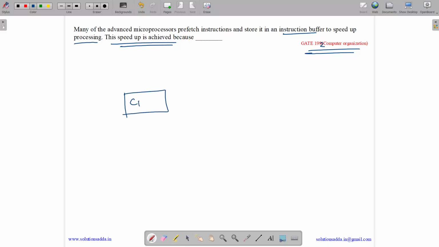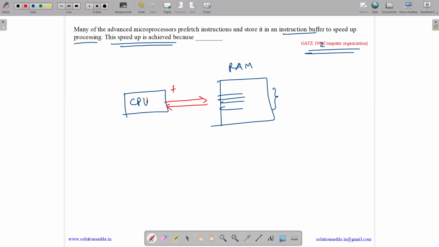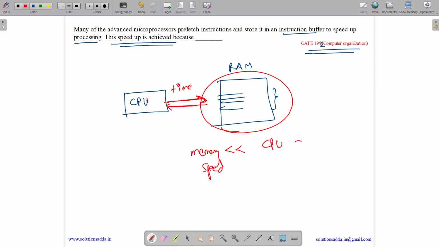So what happens, suppose we have a CPU and we have a memory. Let us suppose in RAM only, we have our instructions written over here. Suppose CPU wants to get an instruction. So CPU has to make the request, go to the RAM and get the instruction. So there is some time required for getting this instruction, and these buffers are very slow. We know this memory speed is very less than CPU speed.